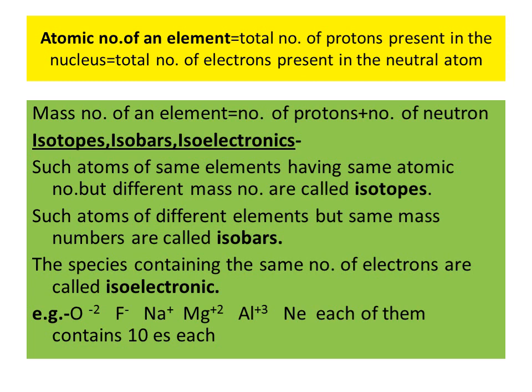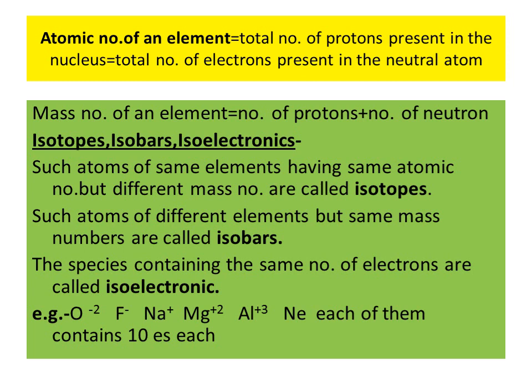Isotopes: atoms of the same element having same atomic number but different mass numbers are called isotopes. For example, hydrogen has three isotopes: protium, deuterium and tritium. All the three have different mass numbers. Isobars: atoms of different elements but same mass numbers are called isobars. For example, argon, potassium, calcium. They have same mass number but different atomic number.